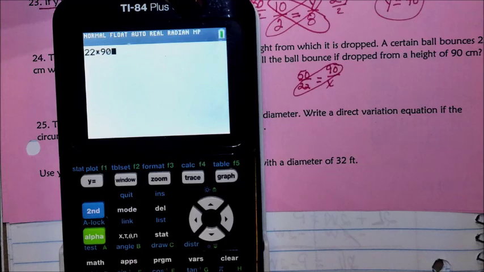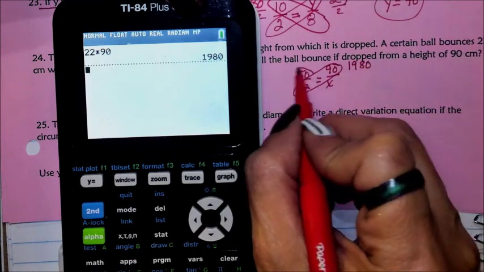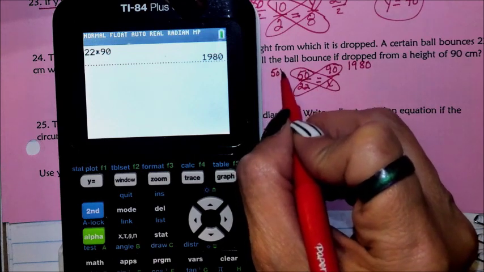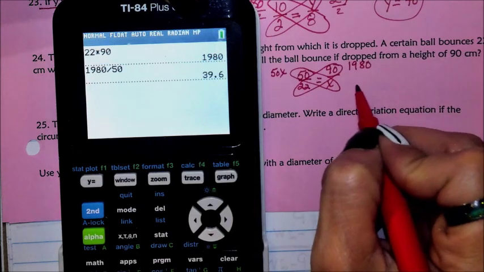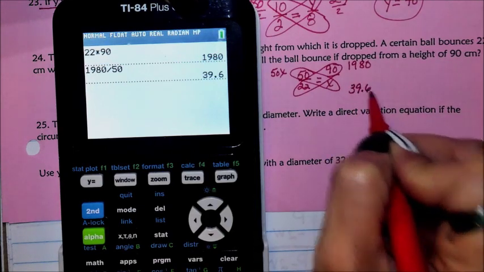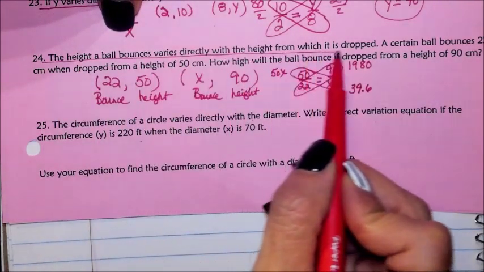So 22 times 90 is 1,980. 50 times x is 50x. 1980 divided by 50 is 39.6.